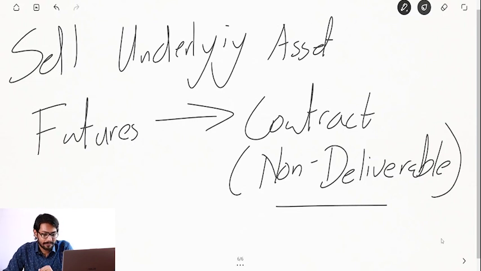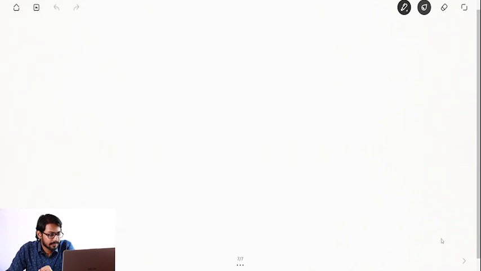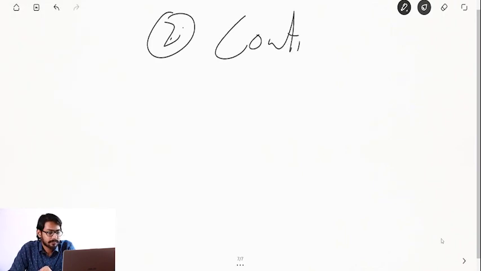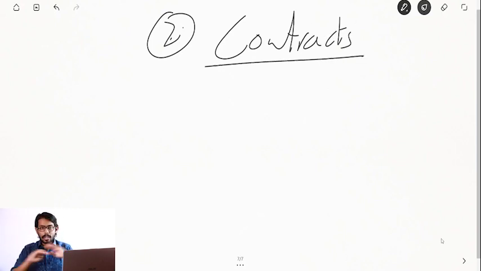Point number one. Point number two. There are two types of contracts. So this is important for theory also. First, you have discussed two types of contracts, which are on deliverable basis and non-deliverable basis.